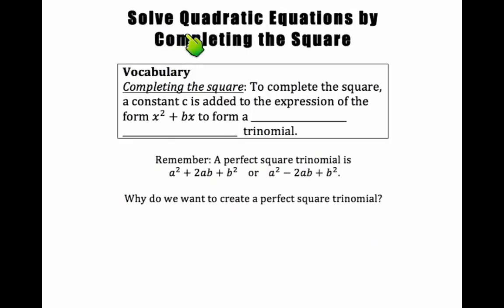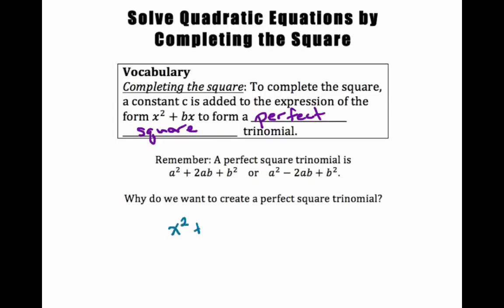We're going to learn to solve quadratic equations by completing the square. So the vocabulary, completing the square. To complete the square, a constant c, where we just added that 36, is added to the expression if all we have is x squared plus bx to form a perfect square trinomial. And why on earth do we care about having a perfect square trinomial?